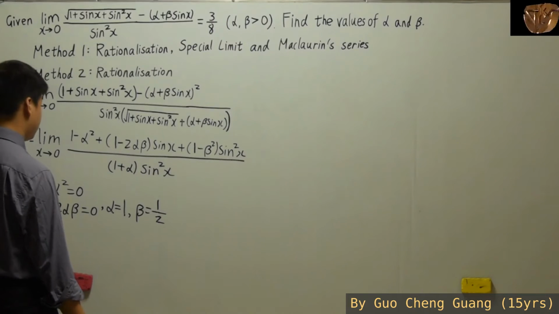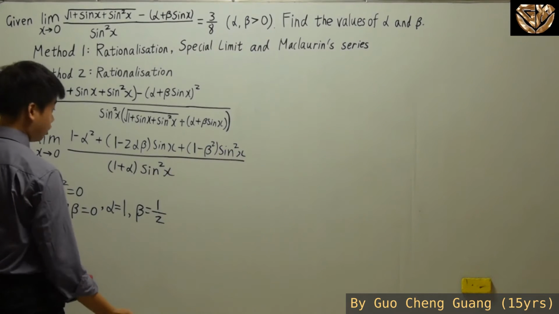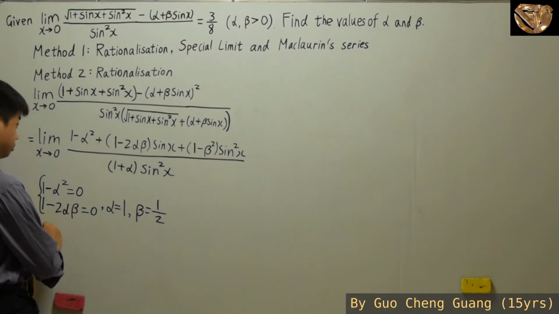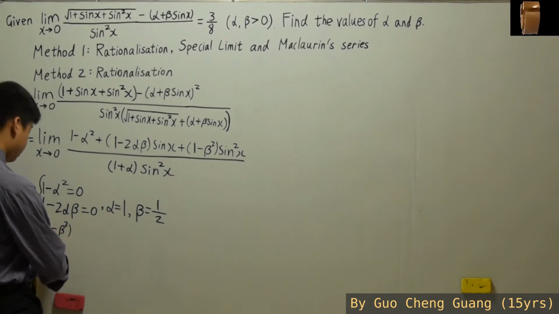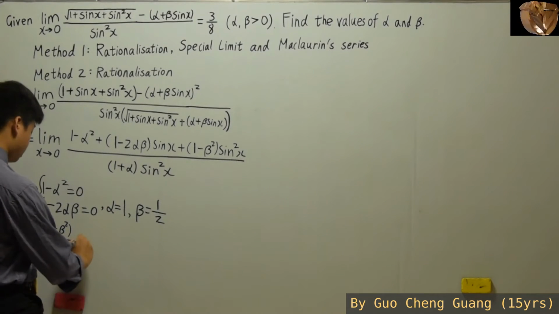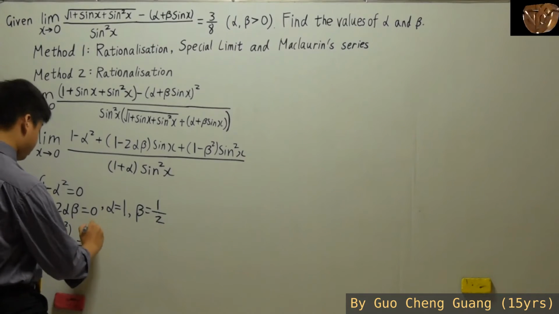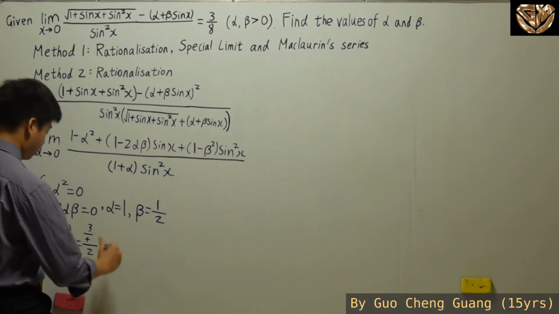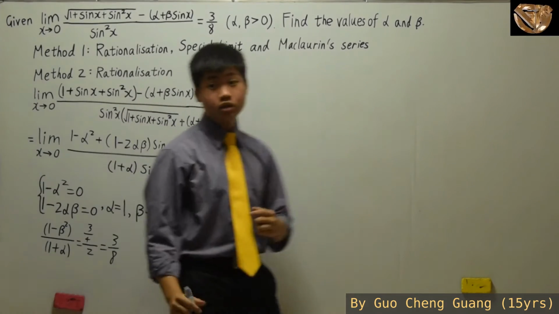Right, so alpha is 1, beta is half. How about the other term we didn't look at? Now, this other term is essentially 1 minus beta squared divided by 1 plus alpha. So you can just substitute in alpha and beta to get 3 over 4 divided by 2. Well, here you should realize that it is equal to 3 over 8, which is what we are given, alright?